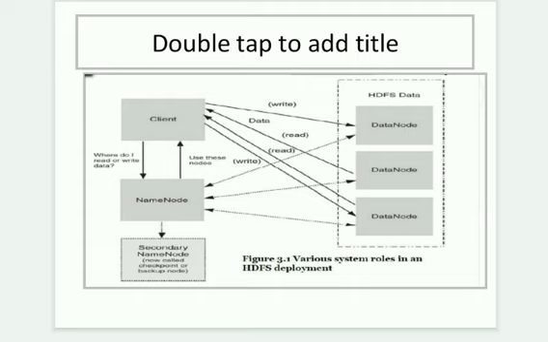Now, as I already told you, the name node will have the details of the data nodes, the metadata details. The same thing applies to the secondary name node. If something happens to your name node, your secondary name node will have a backup of your name node.